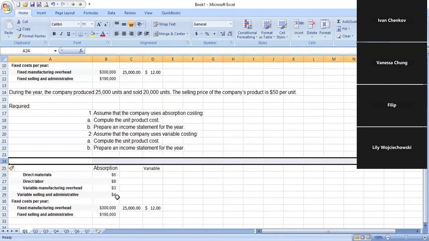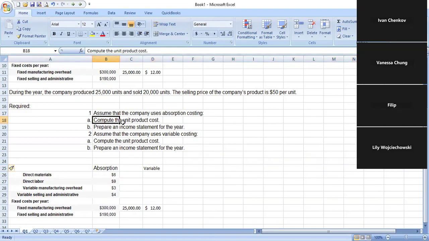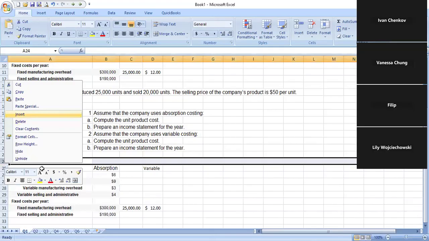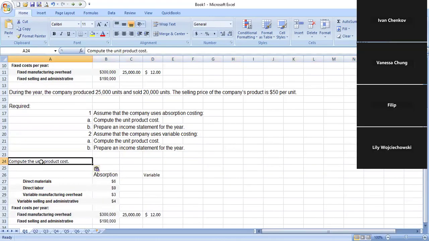So the question is, what am I chasing? I'm chasing product cost. It's very important for you to understand what we have to do. I'm chasing the product cost. So what's in the product cost? Can somebody tell me what is in the product cost? Product cost is equal to what?